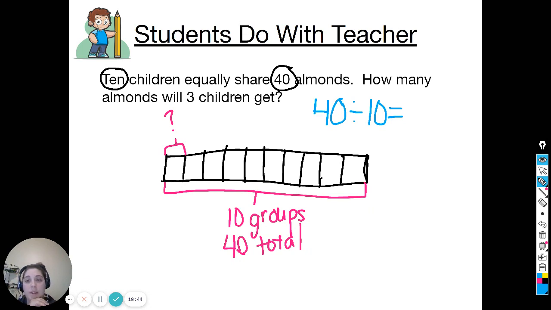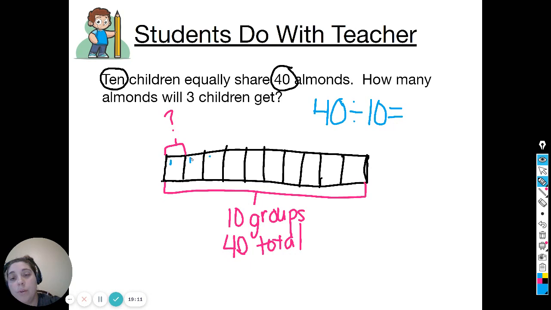Now, division can be a little bit trickier, because what we have to do is take our total and break it down into those 10 groups. Okay? So this is where our picture really helps us. We're going to draw one almond in each group until we get to 40. Okay?